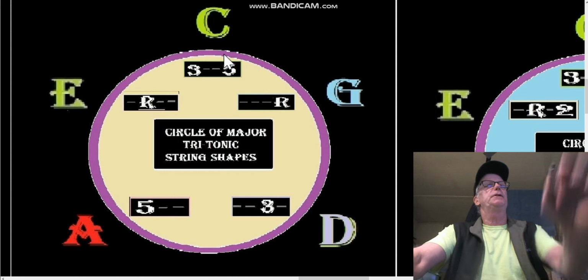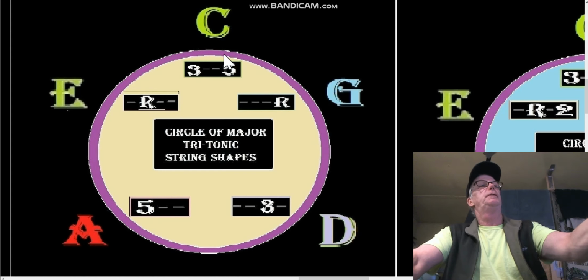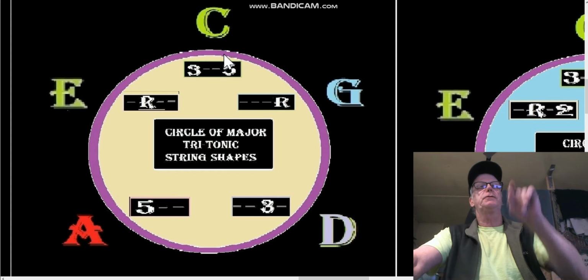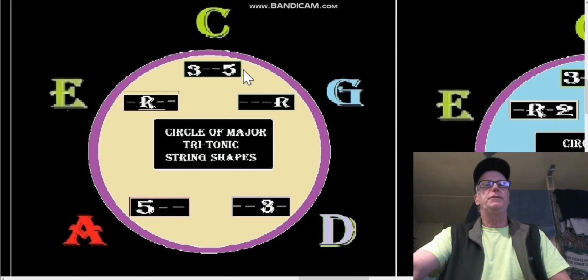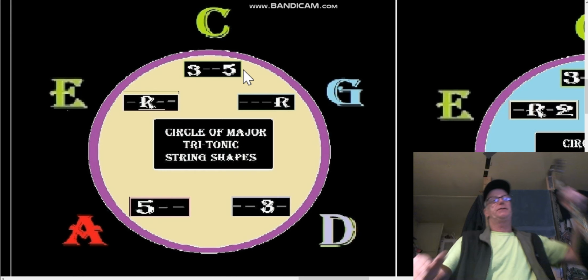So in the majors, the C string shape, just that simple string shape, 3, 4, 5, is just going to be 3, 5. It's going to be the only string shape that has a doubled note on it. That's going to be important because it adds an inversion to our arpeggio. Okay, when we're playing the C, when we're playing in the C box.